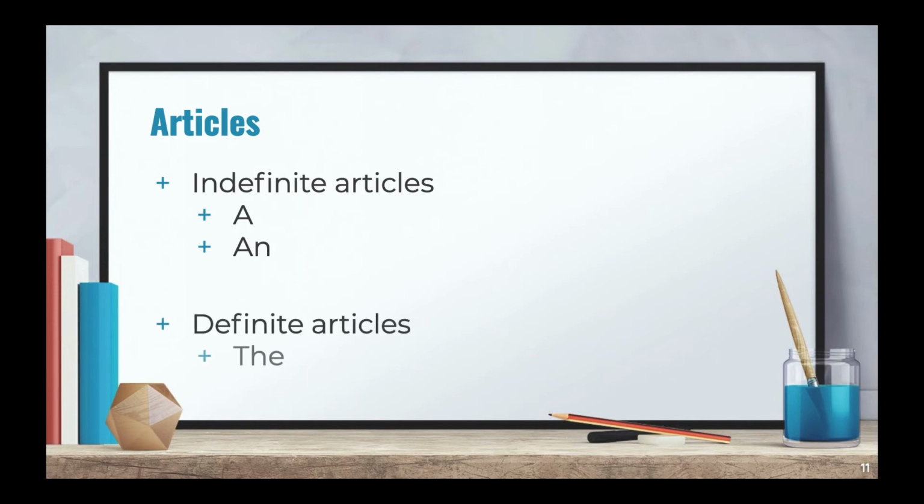There are 2 types of articles in the English language. Indefinite articles, which are a and an, and secondly, the definite article, which is the. Articles can be really tricky, but the basic idea is that we use indefinite articles when we are introducing a new noun to our listeners or readers, and we use definite articles to refer to a specific object that our listeners or readers already know about.